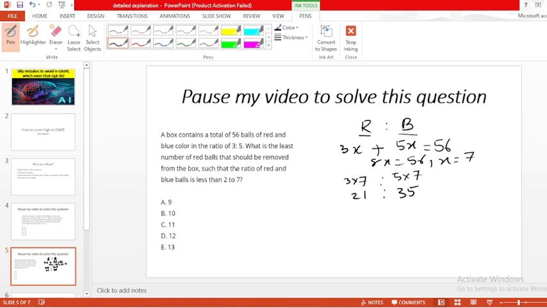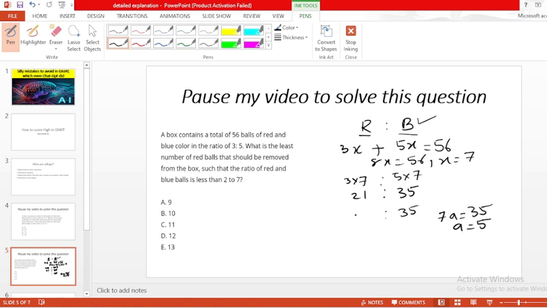What is the least number of red balls that should be removed from the box such that the ratio of red and blue balls is less than 2:7? So what happens? These blue balls are not removed, so this will be 35 only. And the new ratio is 2:7. So 7 times A, we are using algebra here, is 35. So A becomes 35 by 7, A becomes 5.